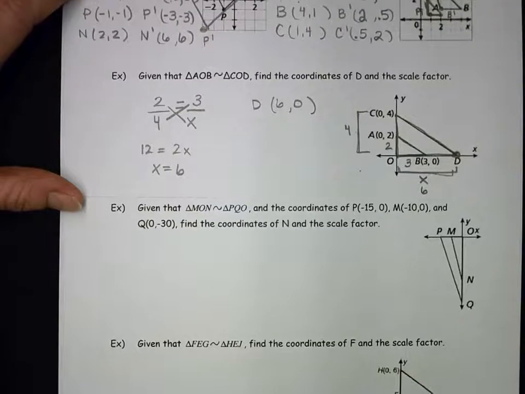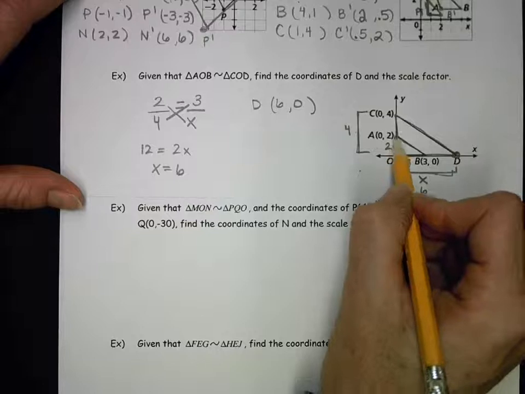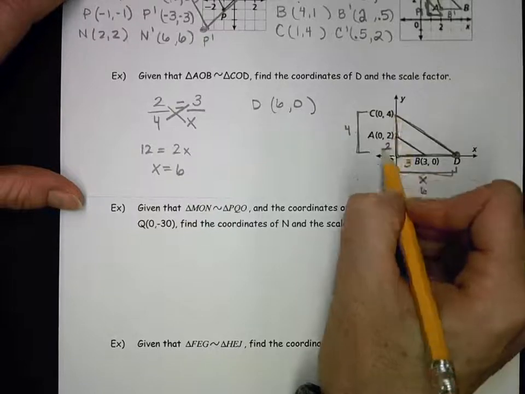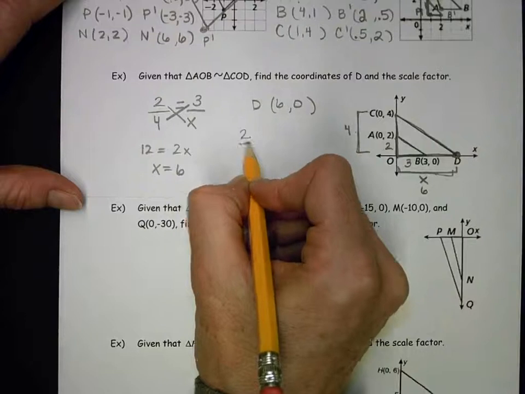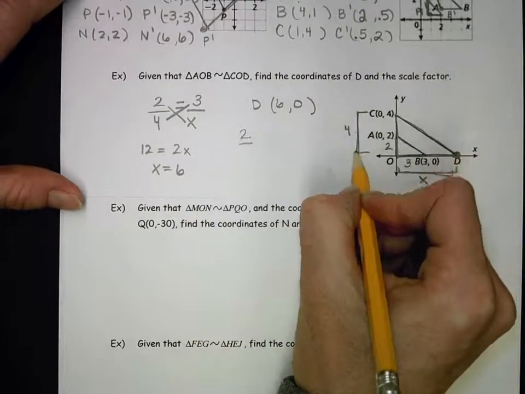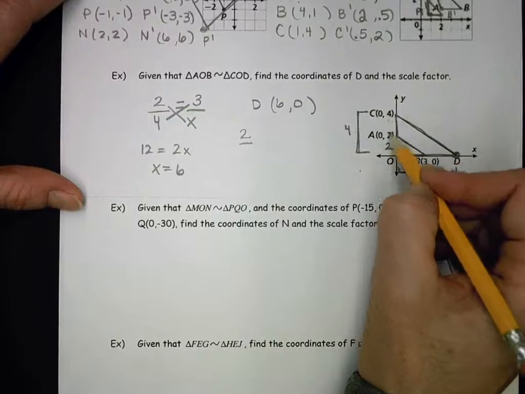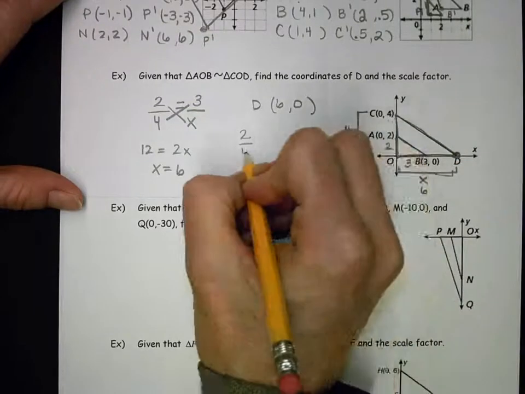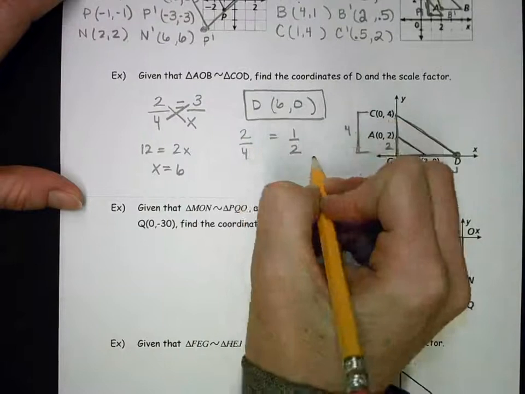The way you get the scale factor is you just take the ratio of a side length of one triangle to the side length of the other. Because we started with AOB, that distance was 2. The distance of COD in that same corresponding part there is 4. So our scale factor will be 1/2. So we have our coordinate and our scale factor.